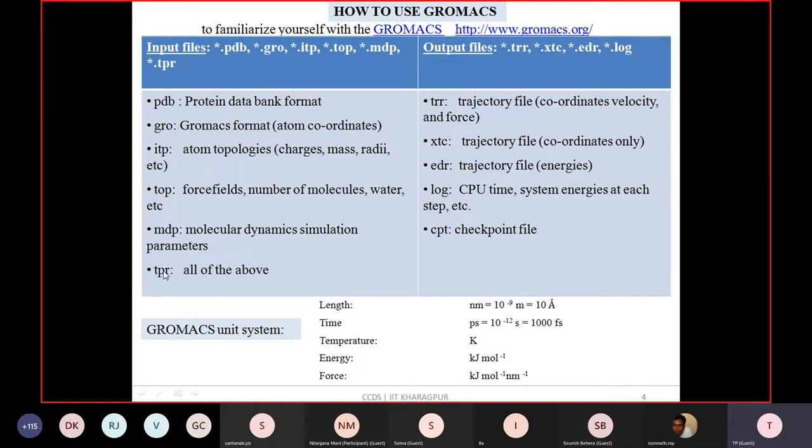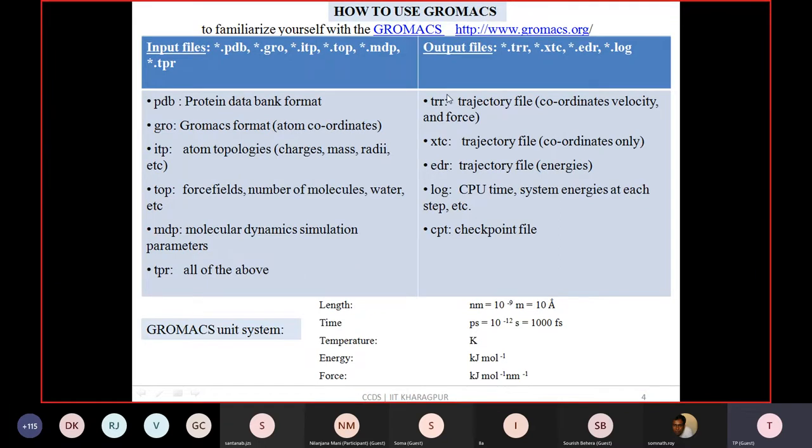The TPR file is a file that includes all the information from the above files. It sums up the information from the coordinate files, what kind of potential you are using, what system conditions you want to run the simulation under, and so on. Using this TPR file, you run the simulation and get output files.